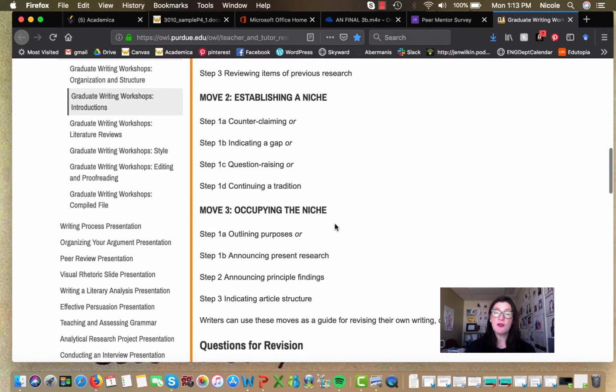The third move is occupying that niche. So it's doing that mapping work that we practiced in Project 3A, outlining your purposes or announcing what this research project aims to do. Now, step 2 here says announcing principal findings.